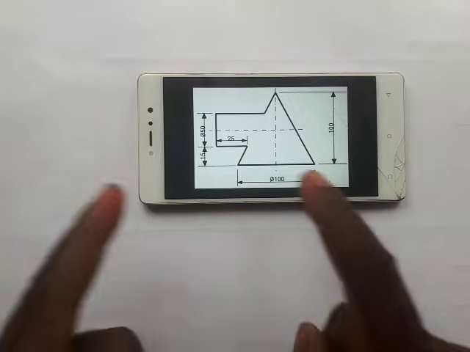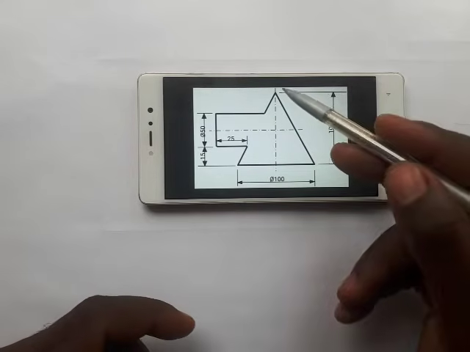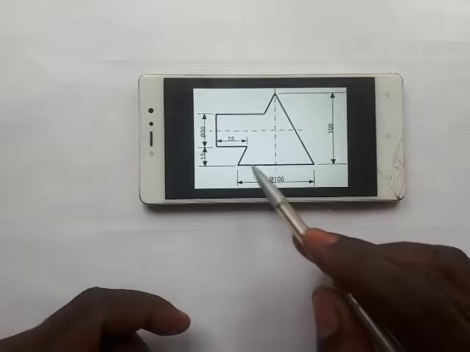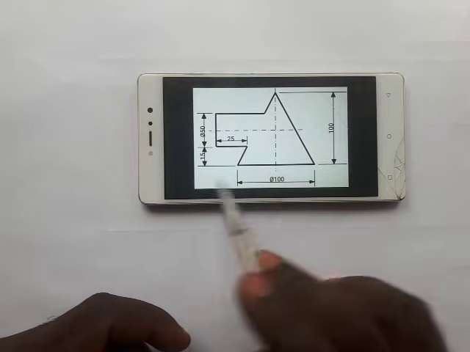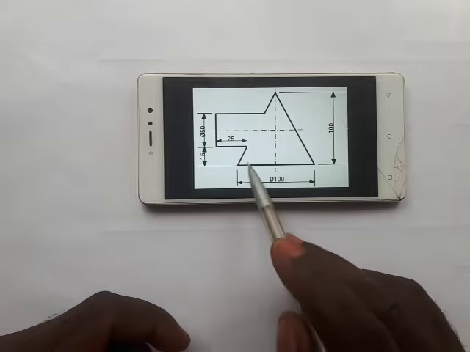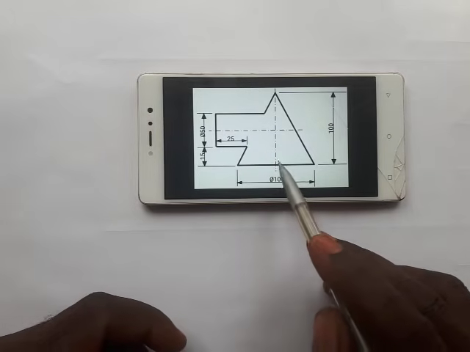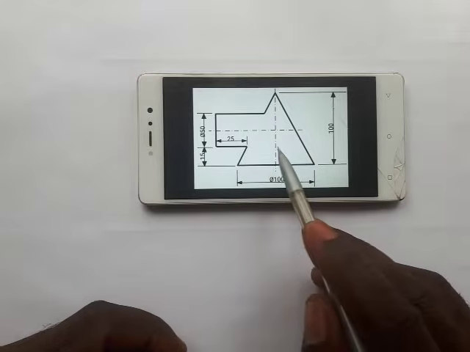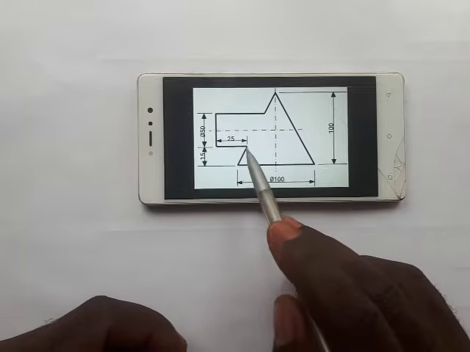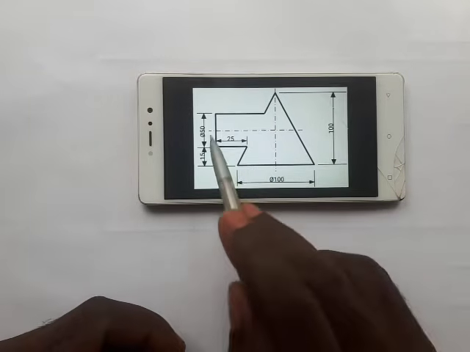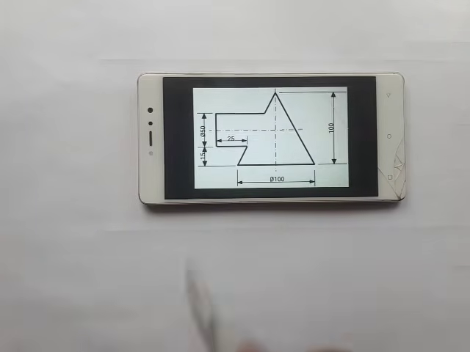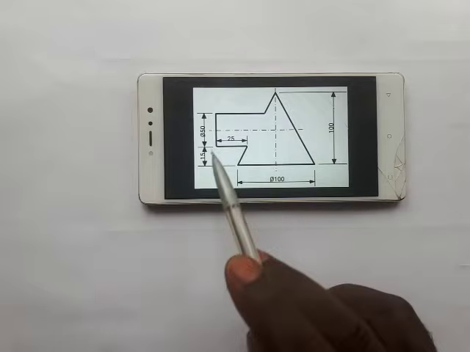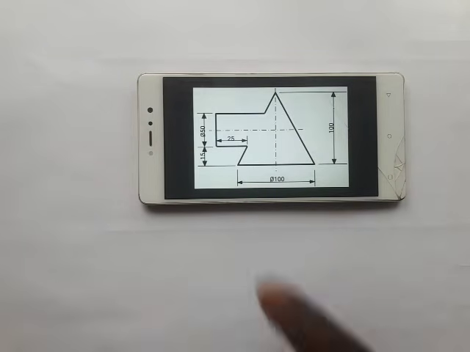Here we have all the dimensions. The height of the cone is 100, and the circular base of the cone has a diameter of 100 as well. Then the perpendicular distance from this point down to here is 15. The diameter here is also 50, and the distance here is 25. I'm going to use this information to draw the elevation.